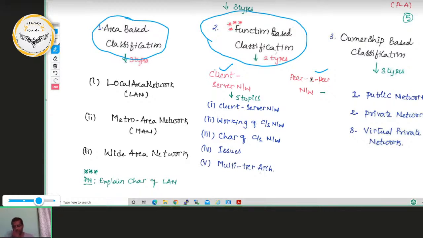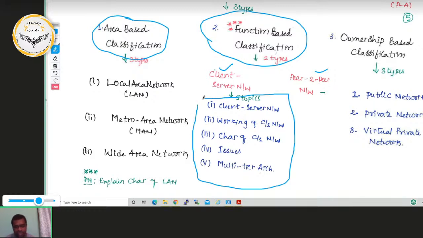So basically these networks are classified into two types: client-server network and peer-to-peer network. If a network consists of a server, it is called a client-server network. If a network doesn't have a server, it is called a peer-to-peer network. In the client-server network, we have 5 topics, and we'll see them one after the other. First is what is a client-server network. Second is working of client-server network. Third is characteristics of client-server network. Fourth is issues, and last is multi-tier architecture.